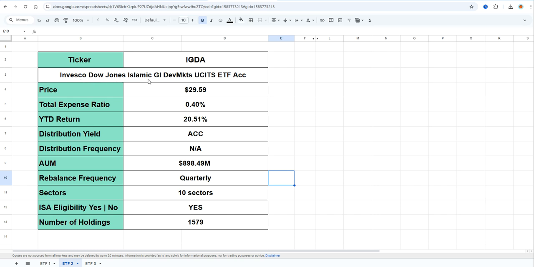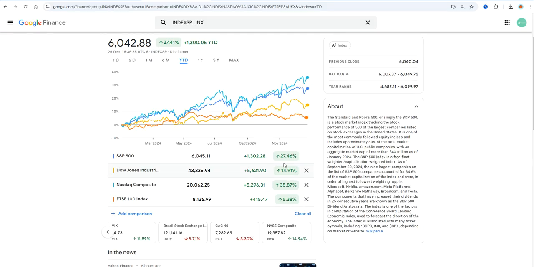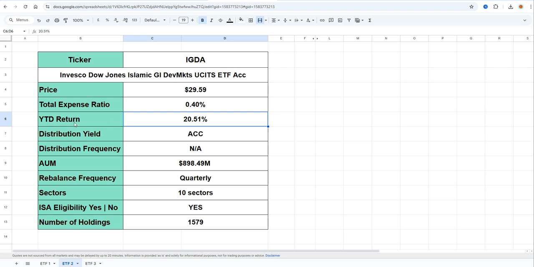So the Invesco Dow Jones Islamic is the next one. It's currently trading at $29 per share. Expense ratio is 0.4, so it's slightly higher than the other one that we've seen, but it has outperformed. Year to date, we're looking at almost 21%. Remember the S&P 500, we said 27%. So this one has actually outperformed the Dow Jones and the FTSE 100, but it's very close, and you will see the reason why in a second when I show you the companies that are in there.